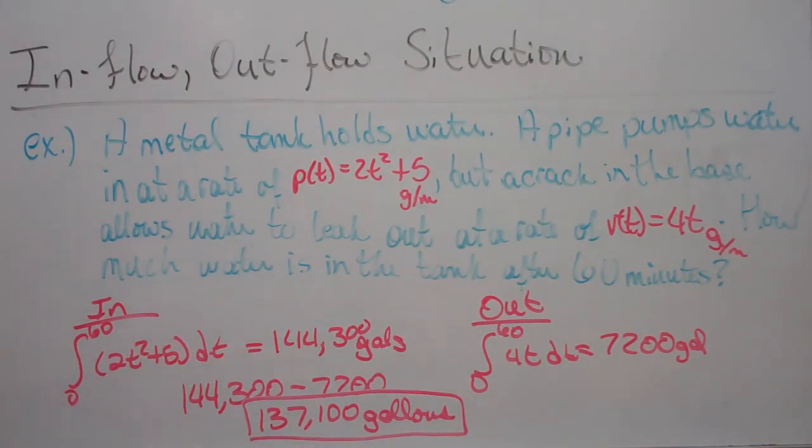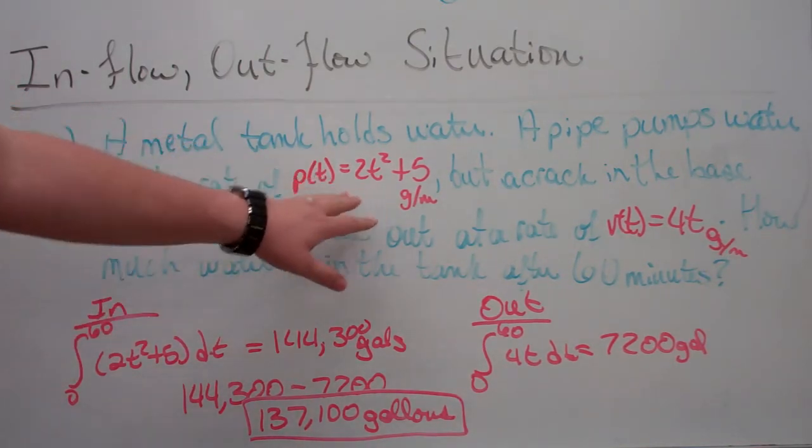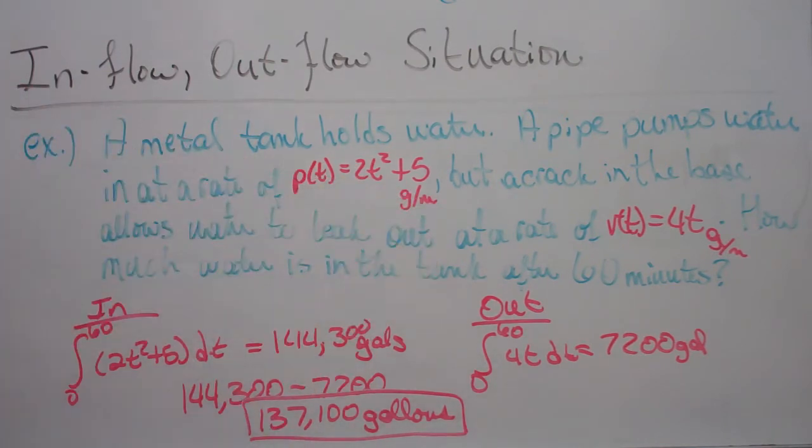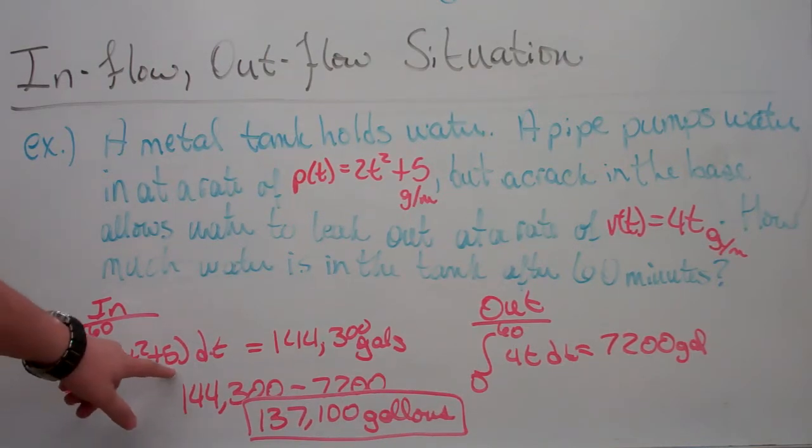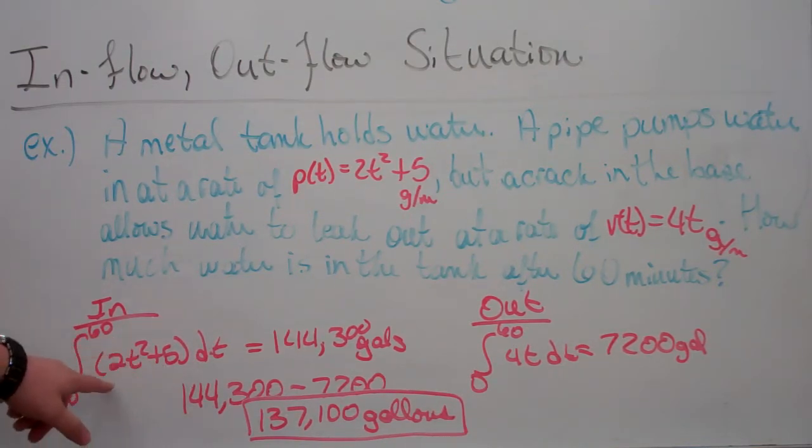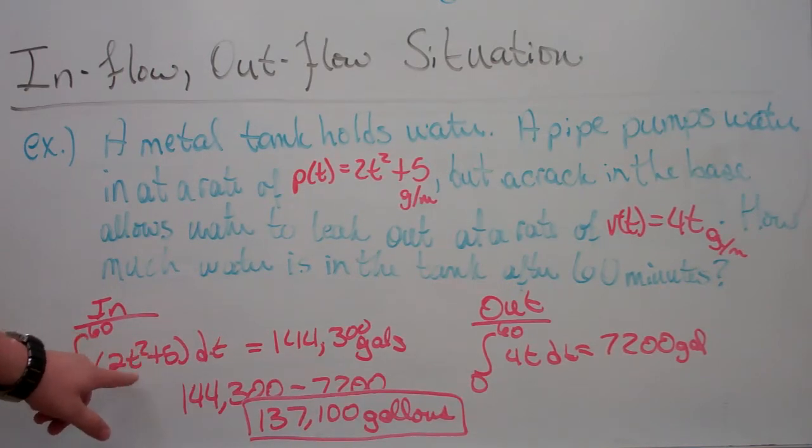So you're still using your integrals. That's why this is still in the integrals unit. So your inflow and outflow. The main thing is you take the integral of your equation, P of t equals 2t squared plus 5, and integrate that from 0 to 60. The 0 is going to cancel out because when you integrate this, you get 2t cubed divided by 3 plus 5t. Evaluate from 0 to 60, just plug in the 60, and you get 144,300 gallons.